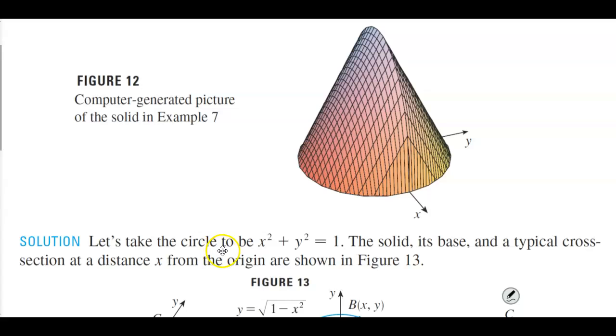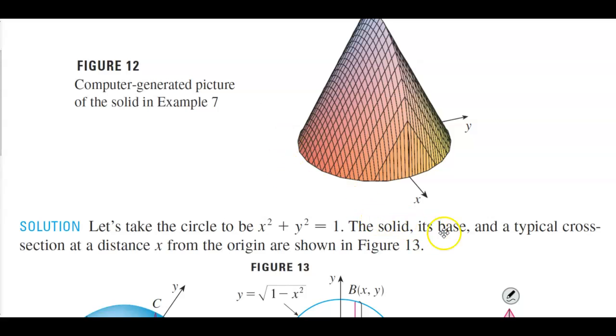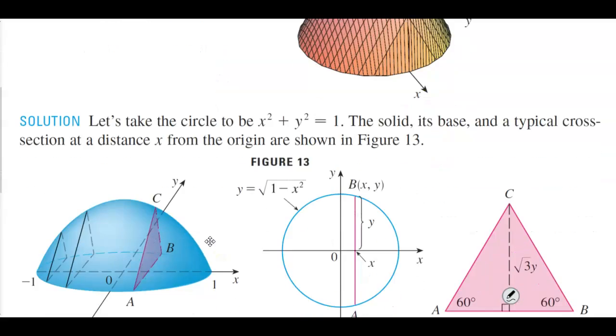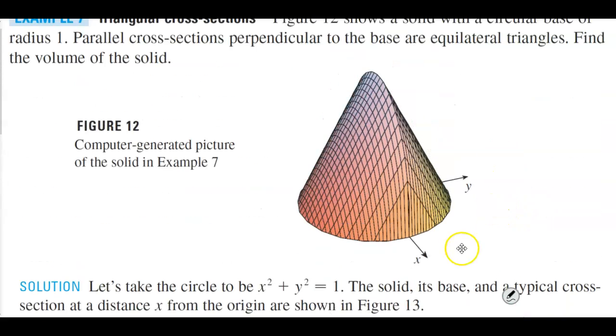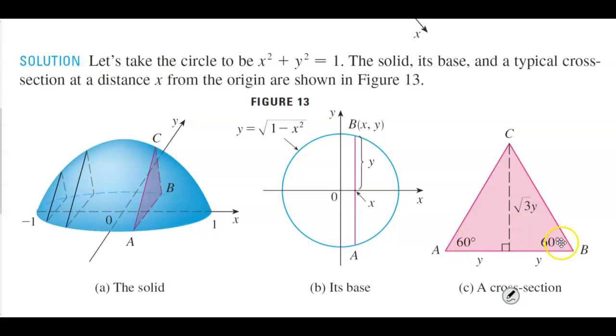So let's take the circle to be x squared plus y squared equals 1. The solid, its base, and a typical cross section at a distance x from the origin are shown in the following figure. Here we have a cross section that forms a triangle. In this case, it's going to form an equilateral triangle, meaning that it has all angles that are the same. And you can see here, if you look at this origin, you have x going from -1 to 1, and now you've created these cross sections that form these equilateral triangles.